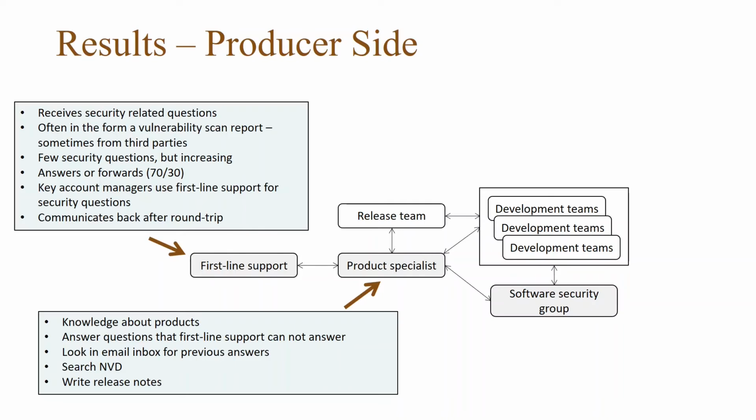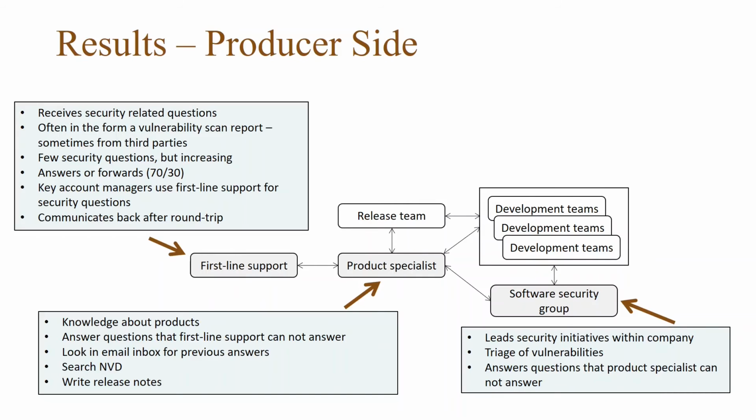What they do is that they look in their email inbox to see if the question was posed before, and then they can answer immediately. Otherwise, they go, for example, to the National Vulnerability Database and look for information about the specific vulnerabilities. The product specialists are also the people writing the release notes for the new firmware with information about the vulnerabilities that have been patched. The software security group leads the security initiatives within the company.